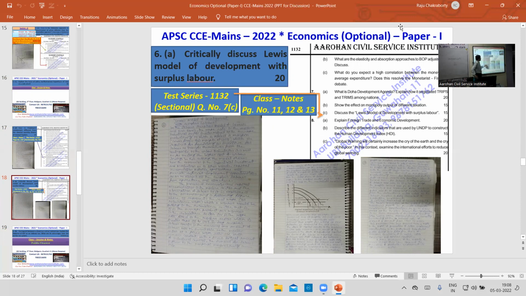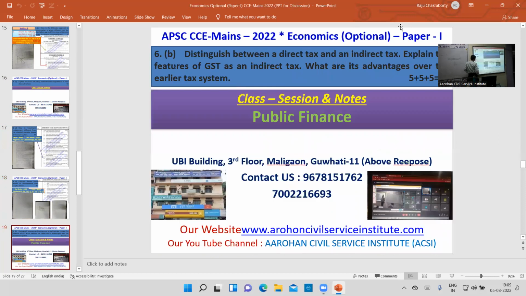of development with surplus labor. It is part of growth and development. In test series 11 of 32, this question appears, and I discussed it on pages 11, 12, 13. Question 7c: discuss the Lewis model of development with surplus labor. It will be in the test series.